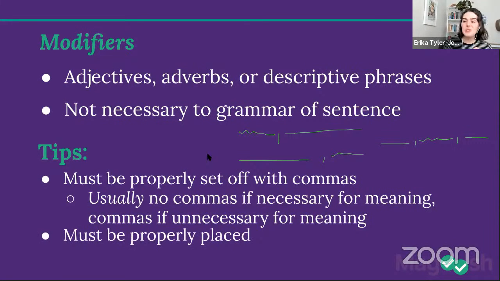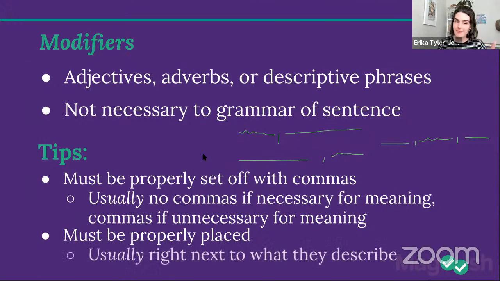There's another rule, which is that modifiers must be properly placed. Again, these are general rules. Usually, modifiers are going to be right next to what they describe. So typically when we're describing something, we want to put it next to the thing that we're describing. And that just makes it more clear. So let me give you an example. I saw my friend on a field trip to the zoo. So on a field trip to the zoo is a modifier.